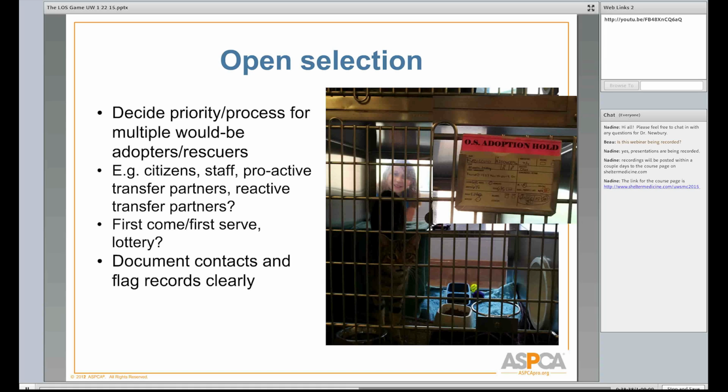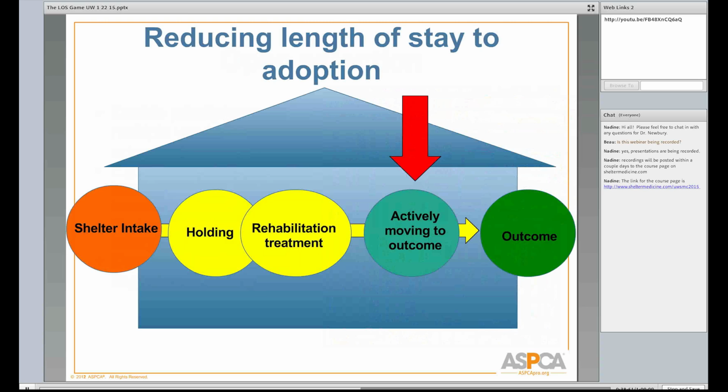Most of the cats who are returned to their owners come into the shelter with a tag. And so animals who come in with tags wouldn't be put up for open selection. Yeah? By tag, you mean like a physical collar or do you mean microchips? I mean a physical collar and a tag, and the question was, do I mean a physical tag or a microchip?